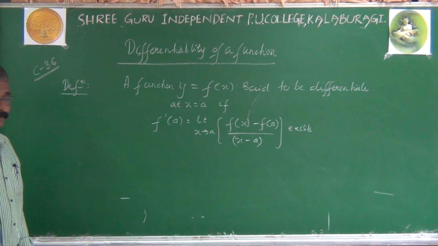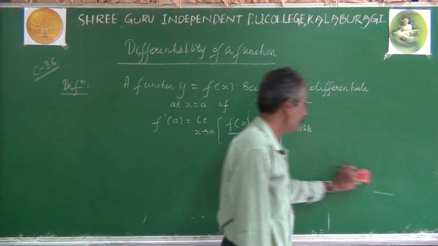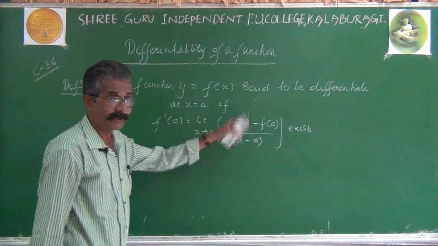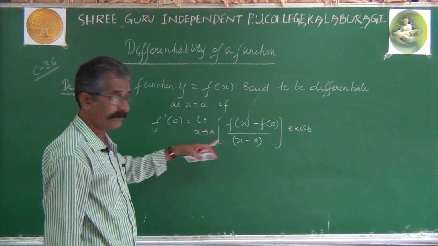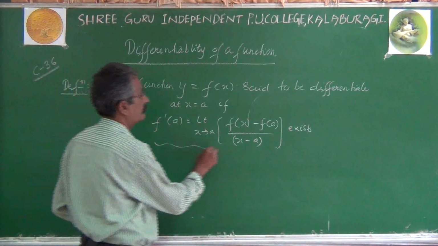It's a very convenient formula for the differentiability of a function rather than the earlier one. So if the right hand side limit exists for x tending to a, we will say that f dash of a also exists.